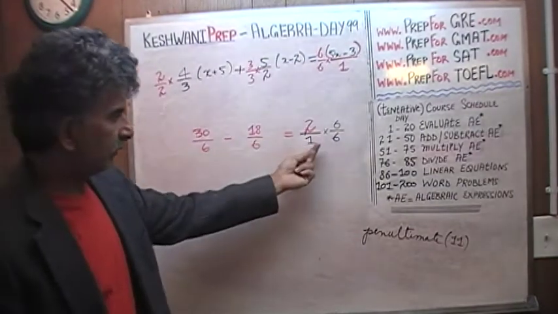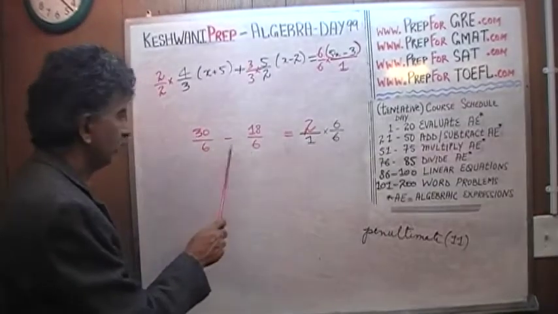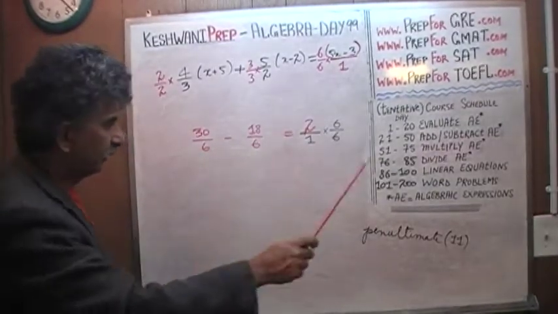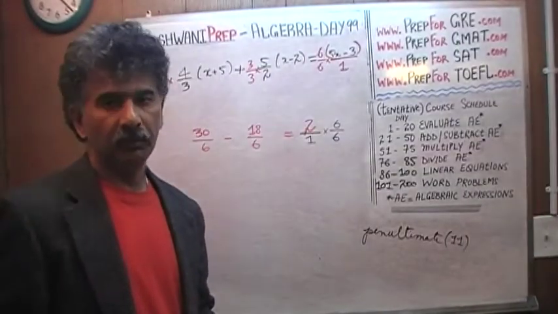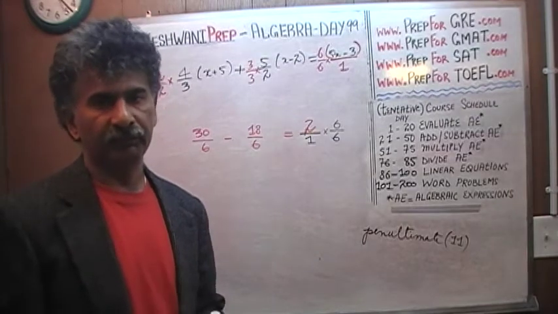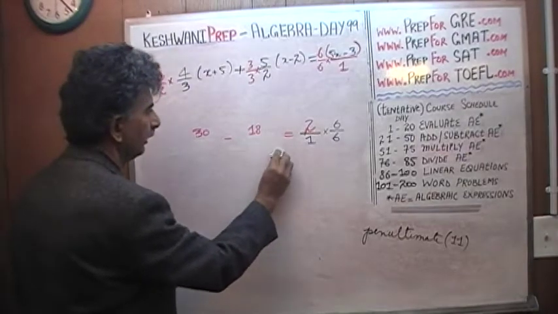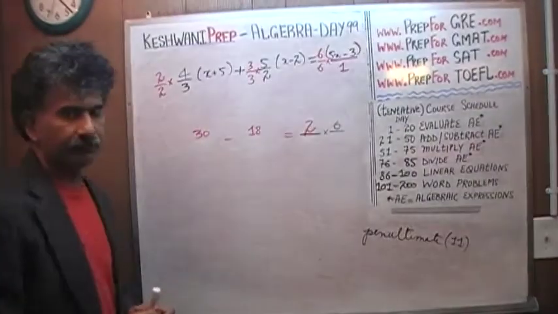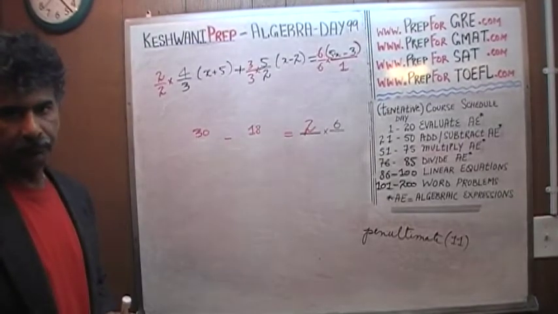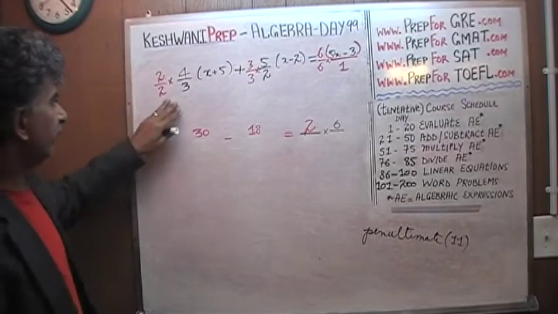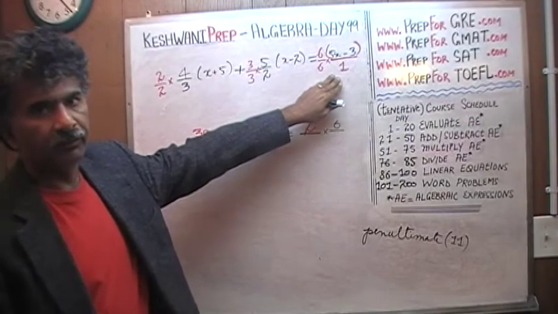Well, now we have a denominator of 1 times 6, which is 6. Now that we have the same denominator under each term throughout the entire equation, this 6 has ceased to play any role. It has lost its significance. We can simply ignore it and the equation would still be valid. 30 minus 18 equals 2 times 6. You see? That's what's going on here. We have a denominator of 6 here, here, and here. We can ignore it.